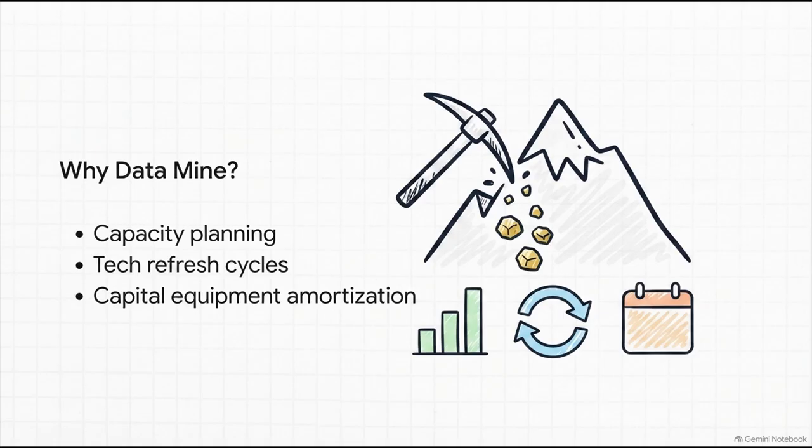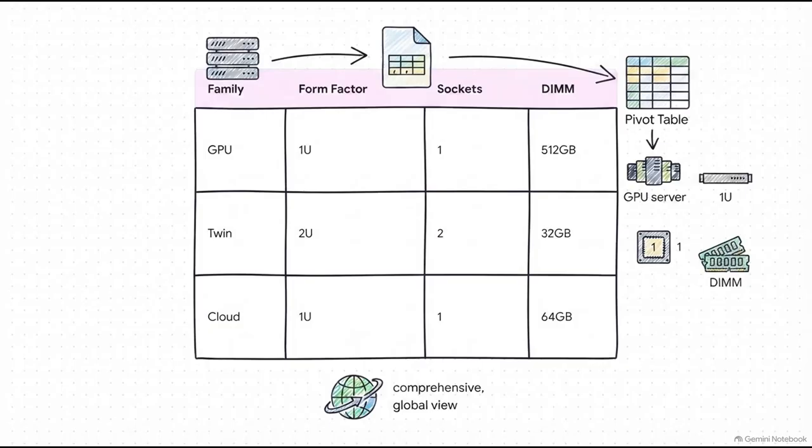Use this data for capacity planning so you know exactly when you'll run out of compute power. You use it for tech refresh cycles to spot those older generation processors that are bottlenecking your apps. And for the finance department, this precise hardware data is absolutely critical for calculating capital equipment amortization across fiscal years. And getting that data out is super easy.